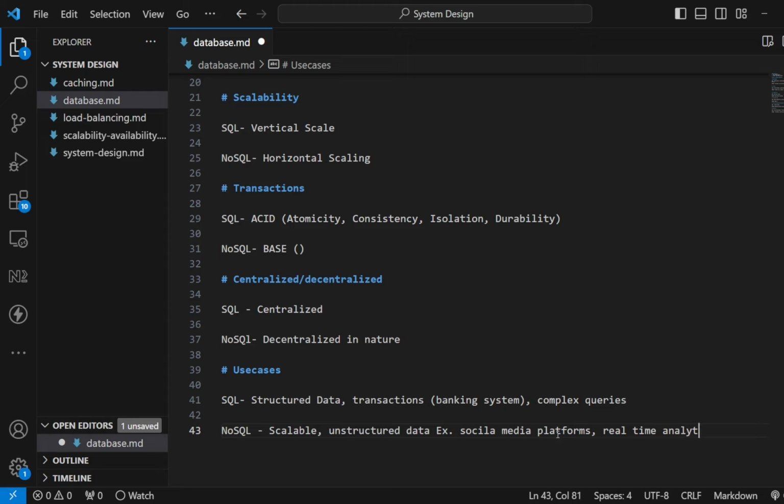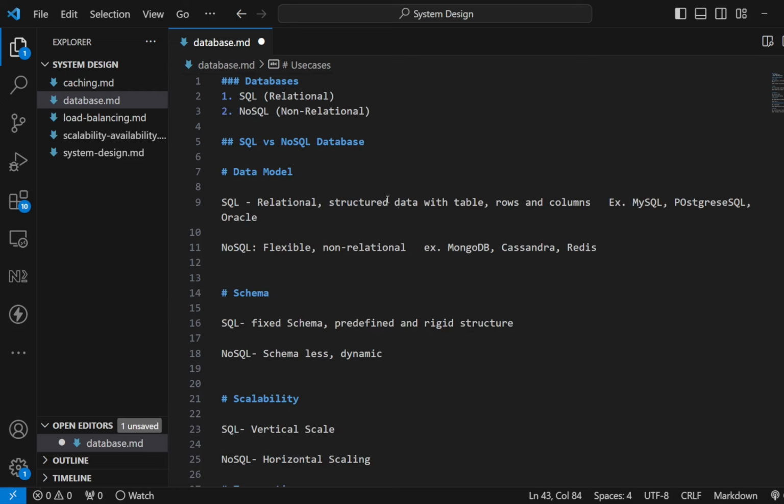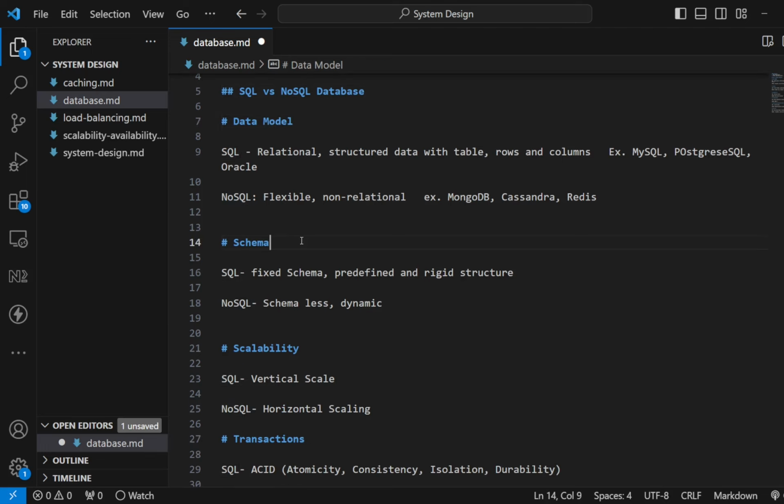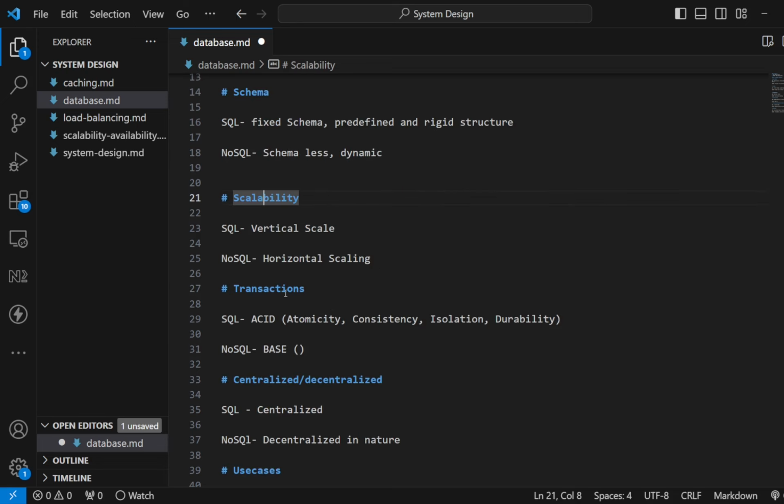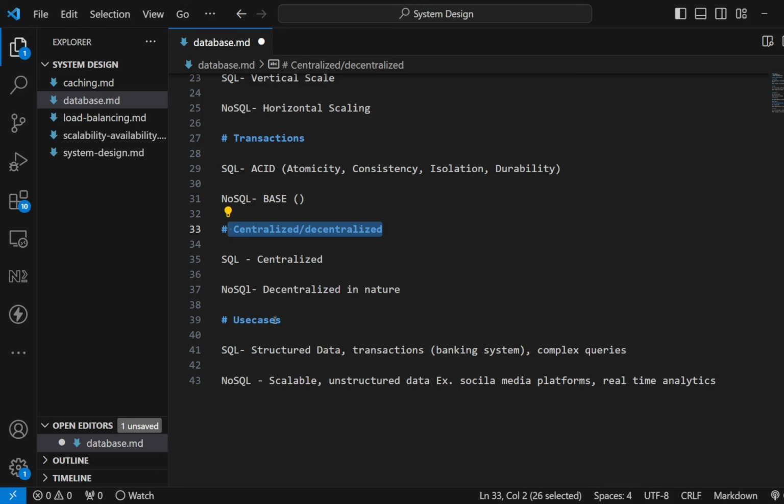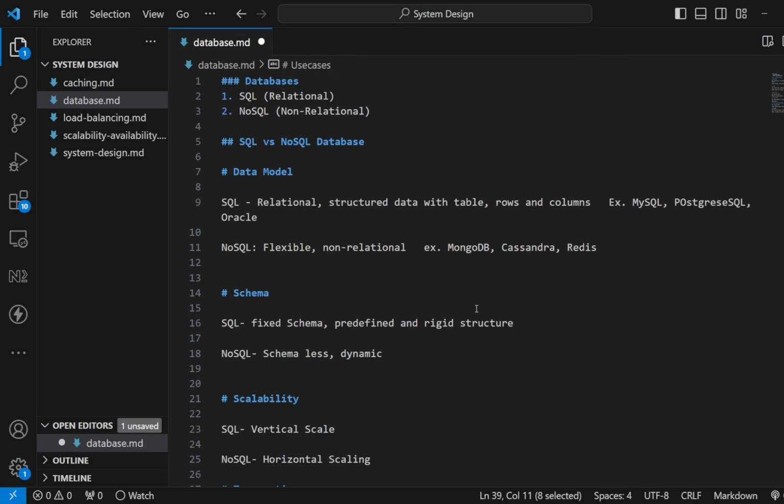So in this video, we have discussed databases: one is SQL, another one is NoSQL databases. And we have differentiated between SQL versus NoSQL databases based on the data model, schema, scalability, transactions, centralized and decentralized nature, and with use cases. Hope you understand the concept of databases.